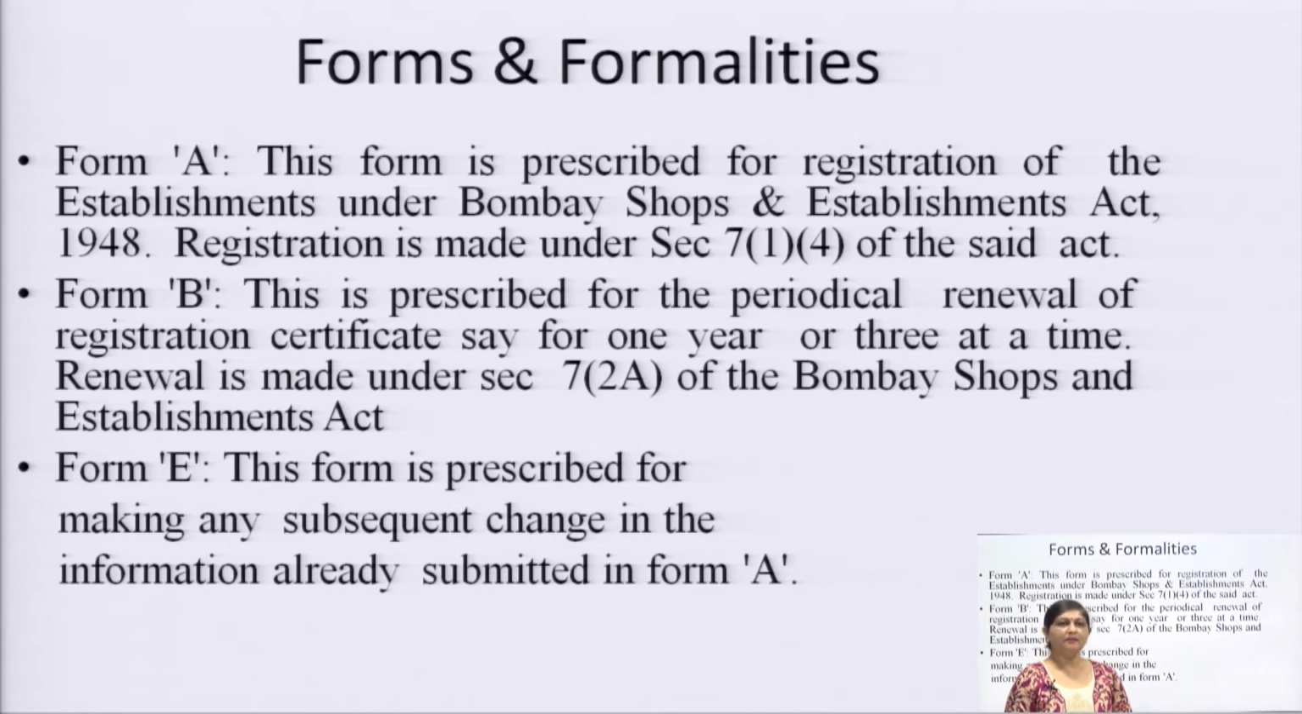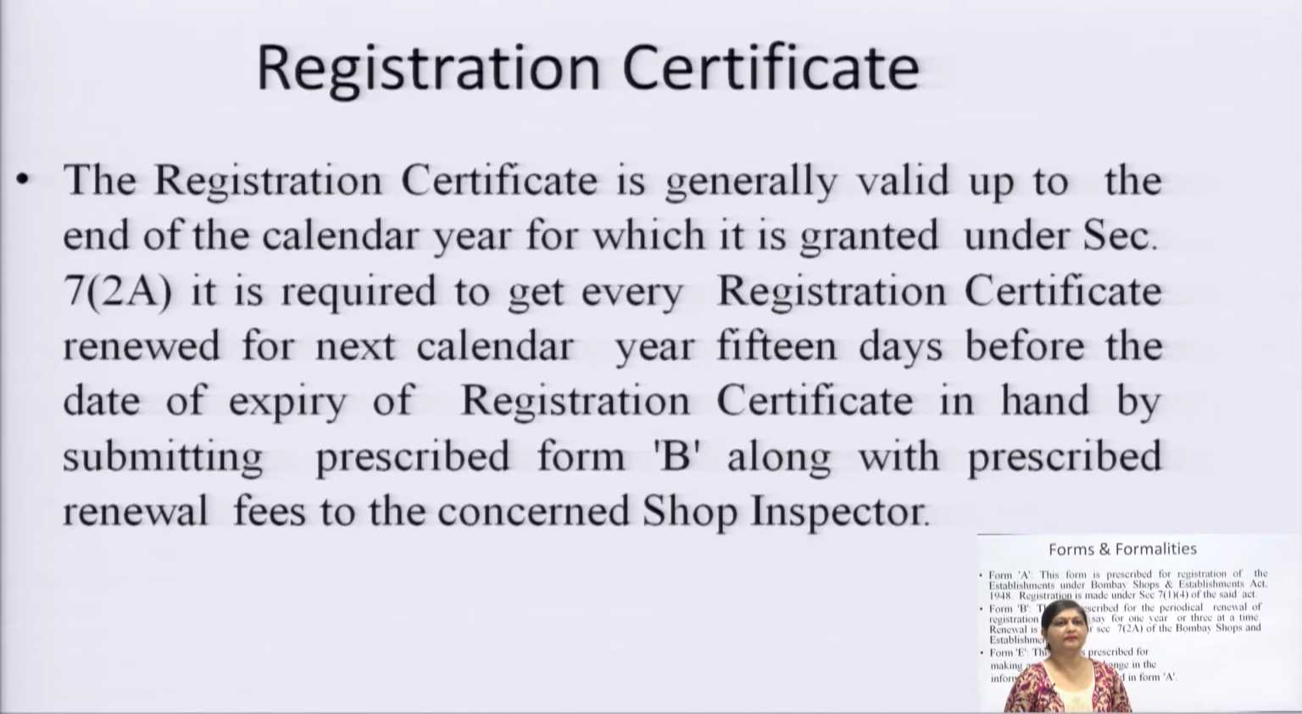Then Form B is prescribed for the periodical renewal of the registration certificate, say for 1 year or 3 years at a time. Renewal is made under section 7(2)(a) of the Bombay Shops and Establishments Act. And Form E is prescribed for making any subsequent change in the information already submitted in Form A.